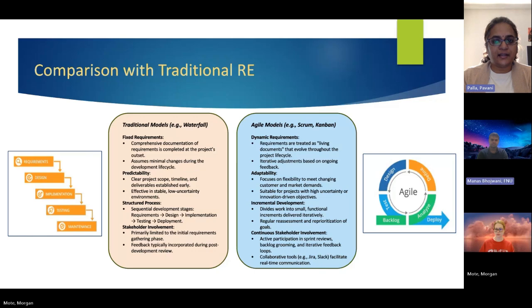And another key difference is stakeholder engagement. Traditional models typically involve stakeholders mainly during the initial planning phase and checkpoints, while Agile emphasizes ongoing stakeholder involvement throughout the development process. So, this continuous feedback enhances relevance but can lead to conflicting priorities and fragmented requirements if not managed effectively. Next slide, please.